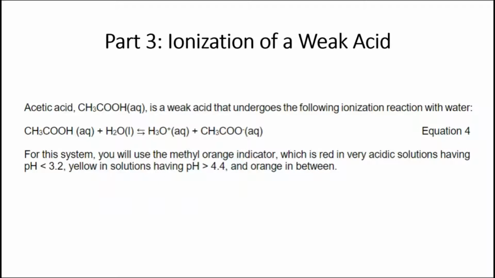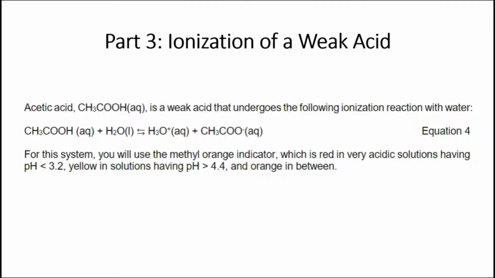In part 3 of the experiment, we're looking at the ionization of a weak acid. In our case, this weak acid will be acetic acid, and we're going to combine that with water. Again, initially this solution will be clear, so we need to add an indicator. This time the indicator will be methyl orange indicator to visualize the pH.